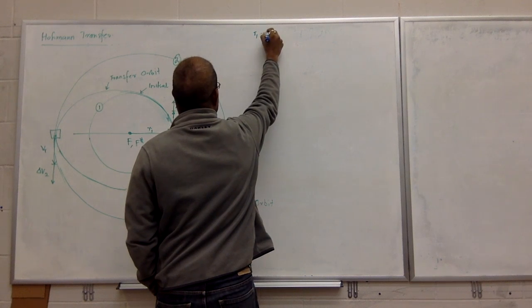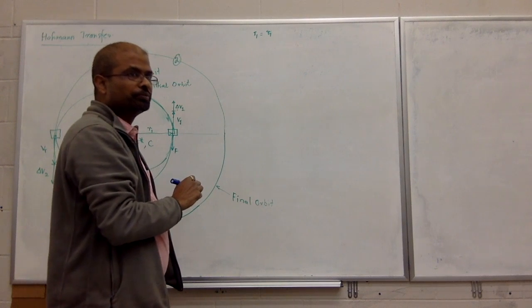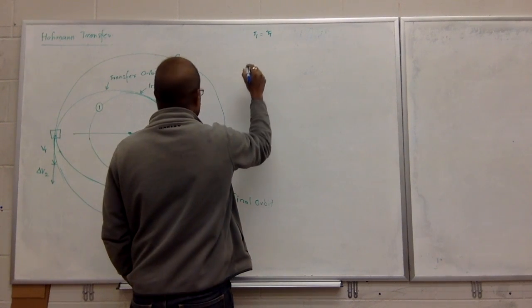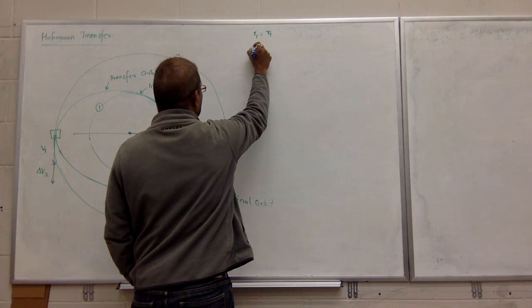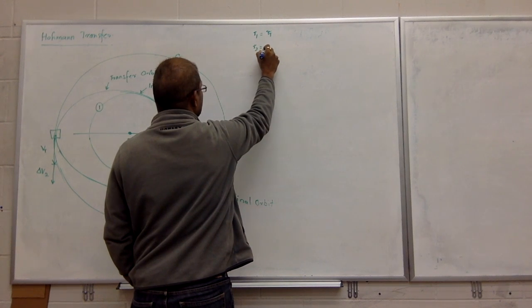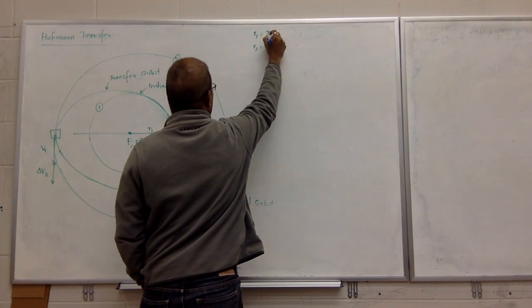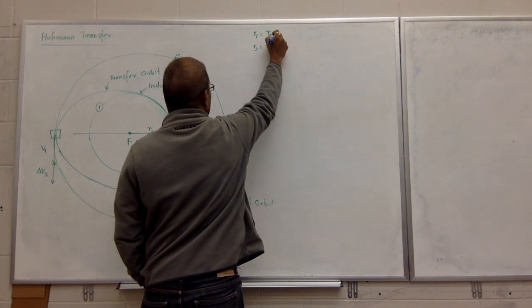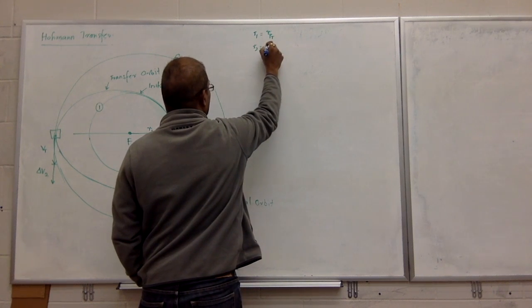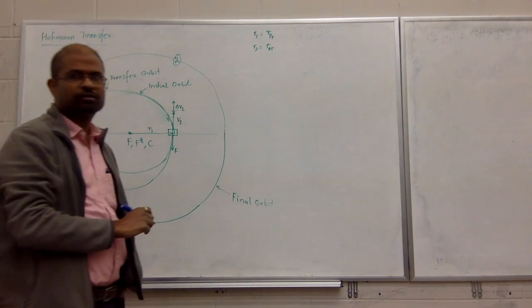R1 is RT. You with me? R2 is, or let's call this RPT. Okay, and R2 is RAT. Does this make sense?